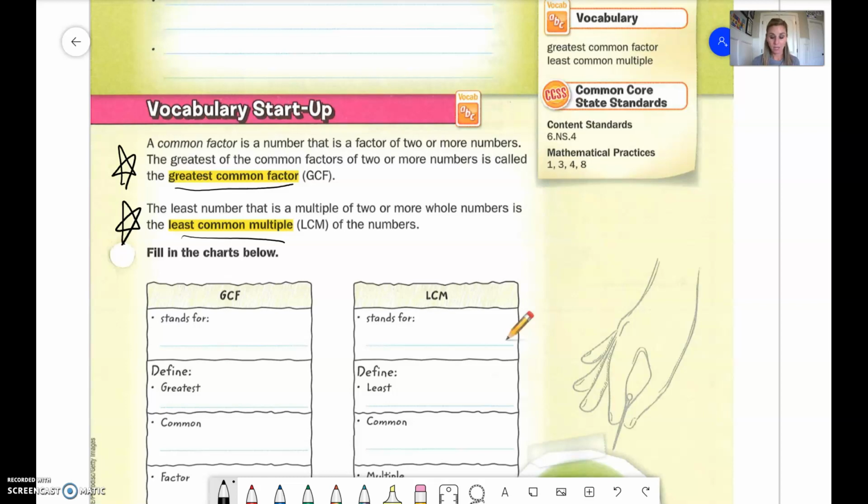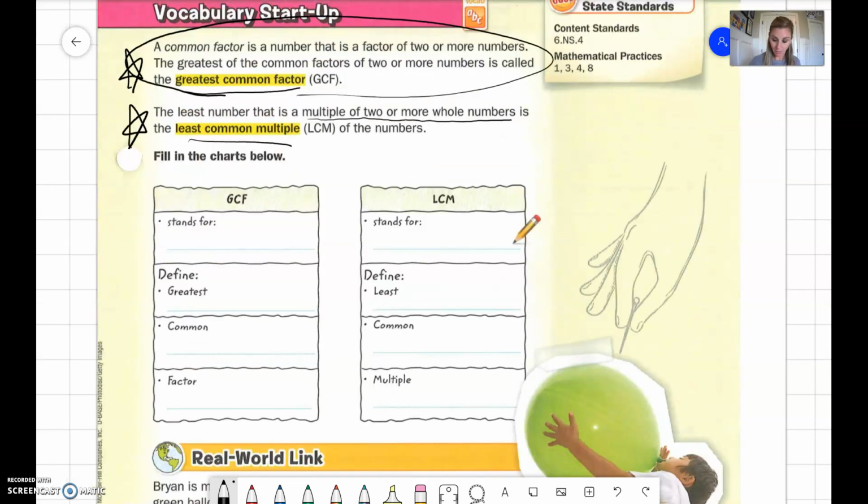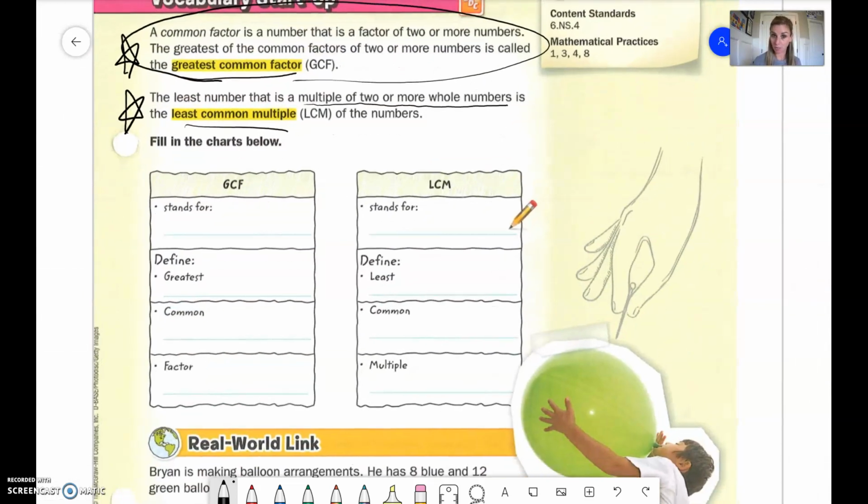The GCF is known as, right here, the greatest common factor. And the greatest common factor means that it is the factors of 2 or more numbers. It's called the greatest common factor. When you take a look at the least common multiple, otherwise known as the LCM, it is a number that is a multiple of 2 or more whole numbers. That is the least common multiple. Okay, so what I want you to do is we're going to fill this in really quick.